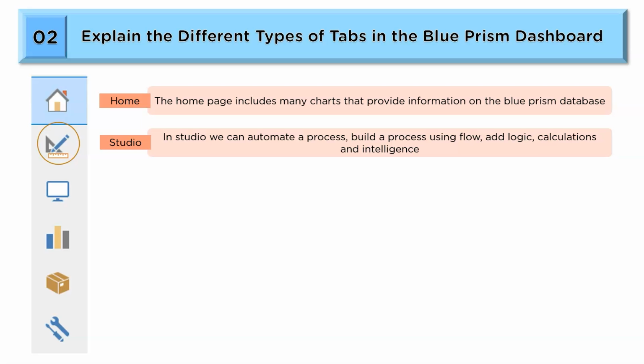In Studio, we can connect the blocks in preferred order. We can use intelligent skills from Digital Exchange. The studios are divided into 2 categories, Object Studio and Process Studio.